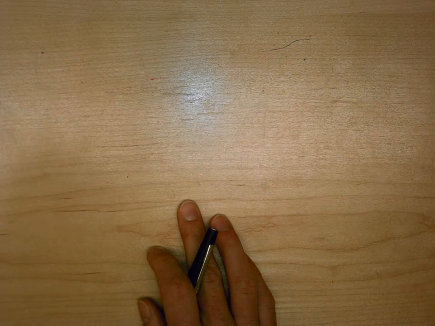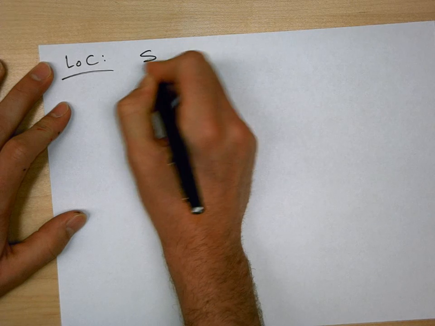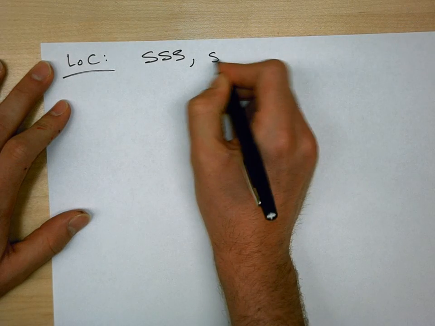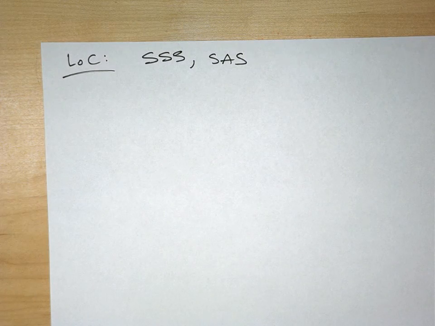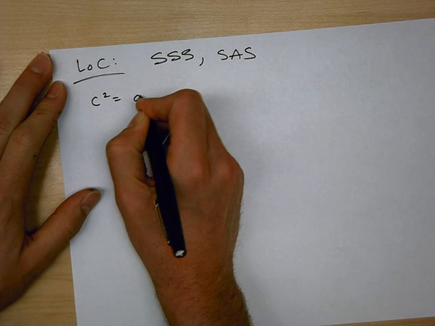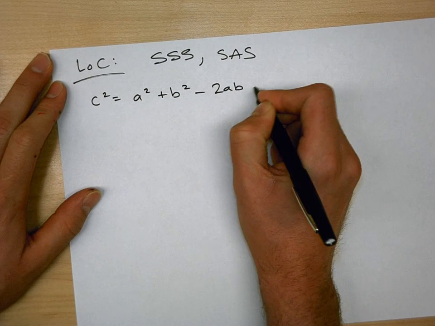So the law of cosines is used for solving triangles when you're given all three sides or side angle sides. So you're given the angle between two sides. The law of cosines says c squared equals a squared plus b squared minus 2ab cosine c.